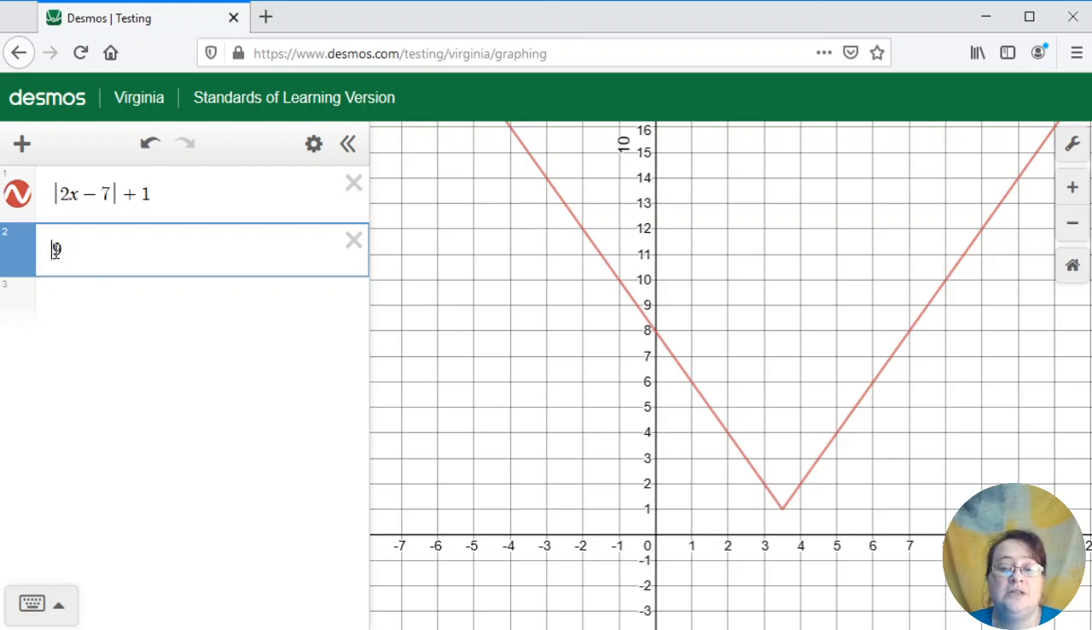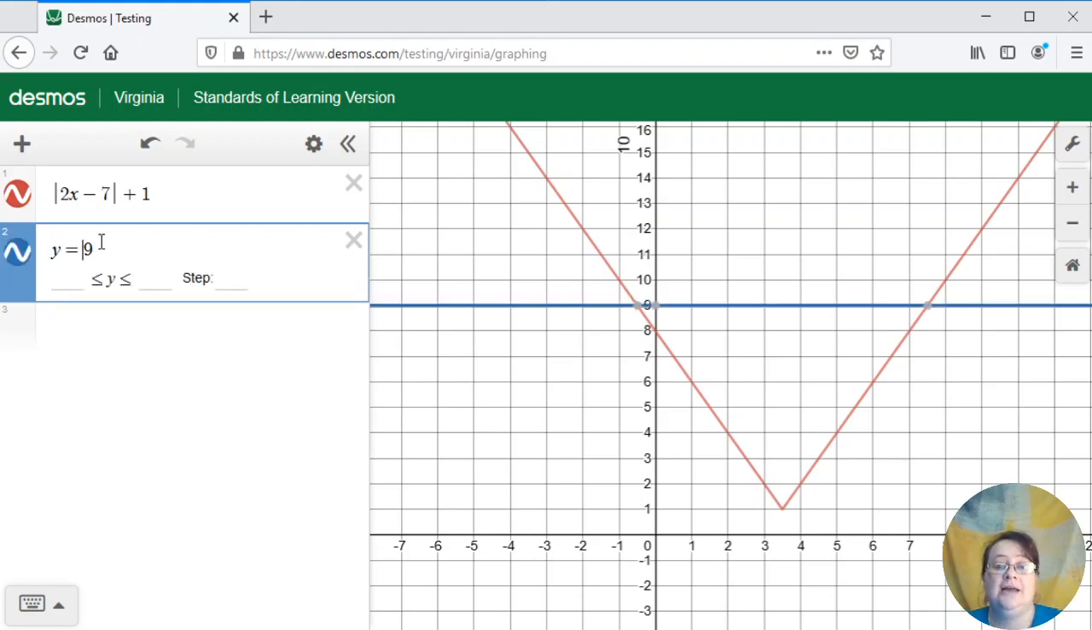Desmos doesn't know what to do with a number by itself. So remember our y1, y2. So y1, they're really treating it like y equals the absolute value of 2x minus 7 plus 1. So for the second line, I'm going to put y equals 9. And that's going to give me the line that I need. Now, I see both intersections, and I'm going to click on them.